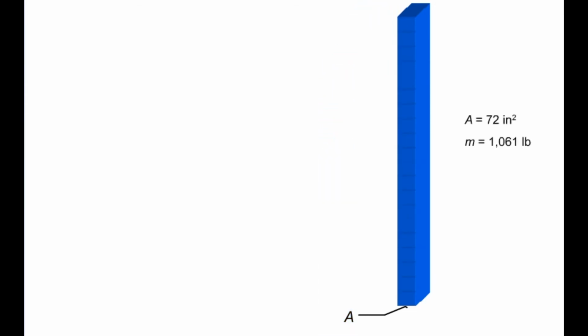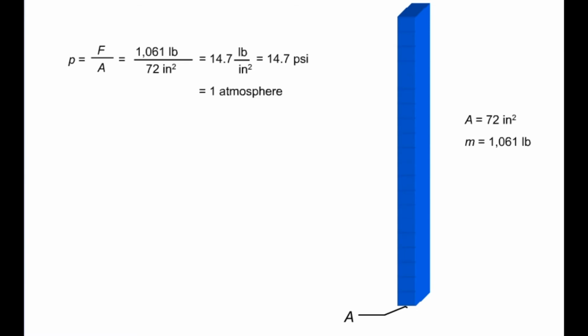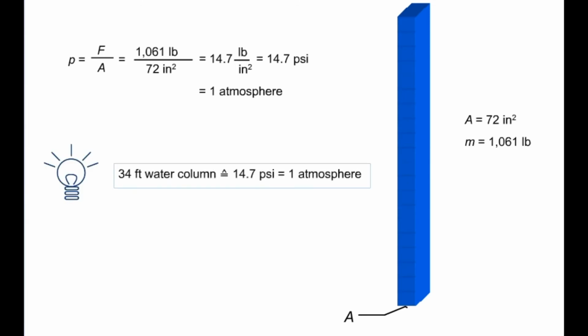If we were to cut our 34 feet water column in half lengthwise and then remove one half, half of the weight force would remain, as well as half of the surface area. The pressure on the floor is still 14.7 psi. A 34 feet high water column therefore always generates a pressure of 14.7 psi or 1 bar atmosphere regardless of how much water is in the column, or the actual size of the container.